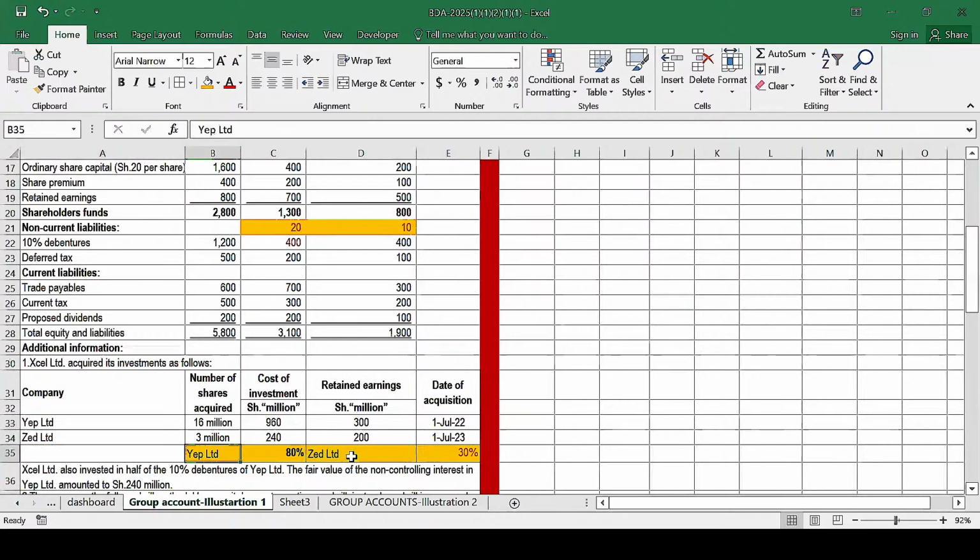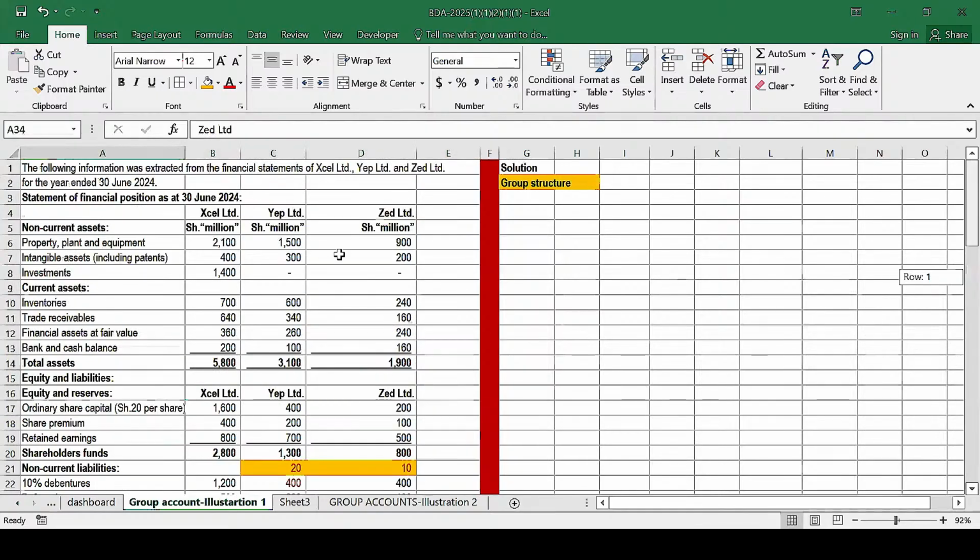associate, because we said anytime the parent company has acquired shares which are more than 50, actually which lie between 51% to 100%, the investee company is a subsidiary. But if the parent company acquires shares which lie between 20% to 49%, the investee company is what? The investee company is an associate. So therefore, this is a subsidiary. This is basically an associate.